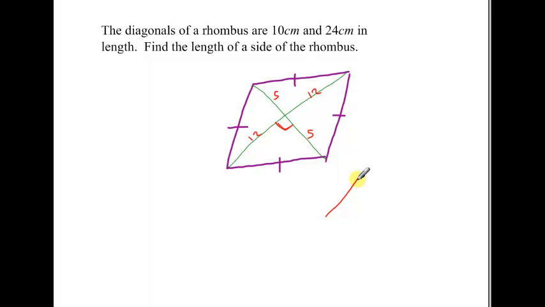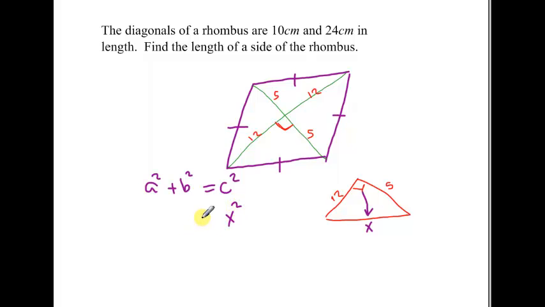So here's my right triangle. One side's 12, one side's 5. There's the right angle. Pythagorean theorem to the rescue once again. A squared plus b squared. What does it equal? You got it. C squared. Okay, let's check it out. This time the C is the unknown side. That's my question. So I'm going to put X in that spot. 12 and the 5, those are the other sides. 12 squared plus 5 squared.